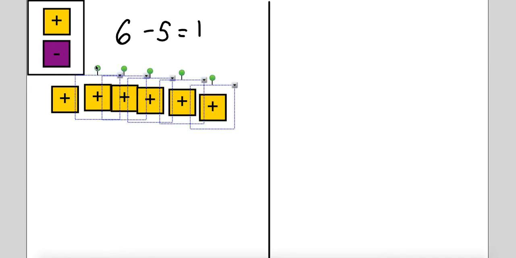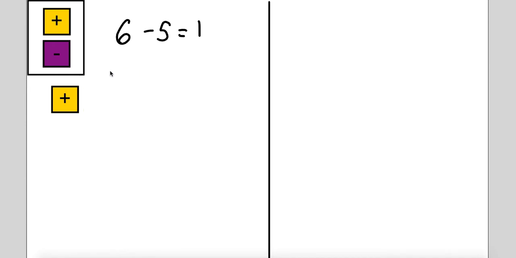So really we're just going to be deleting 5 of these, and we just end up with 1 yellow integer chip. Now instead, when we change an expression to an equivalent addition problem, we would have positive 6. Remember, we don't change that first integer. We keep that the same. We're changing our subtraction to addition, and we change our positive 5 into a negative 5.